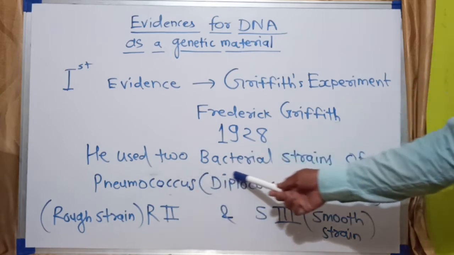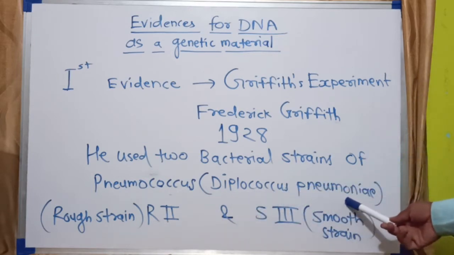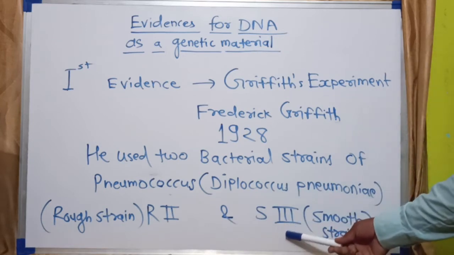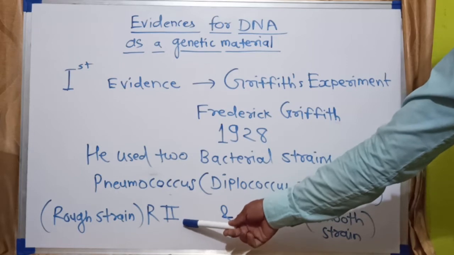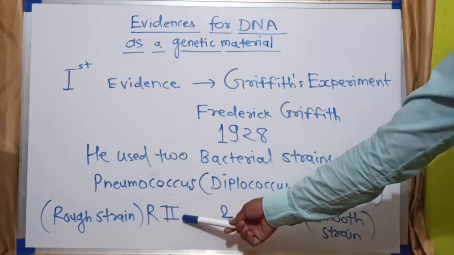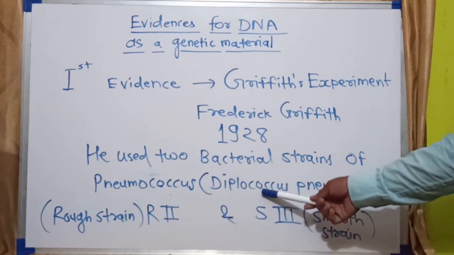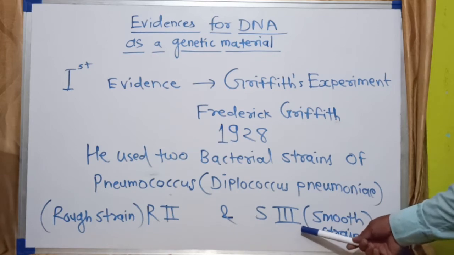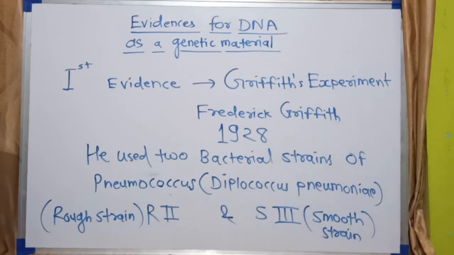He used two bacterial strains of pneumococcus, also known as Diplococcus pneumoniae. These two strains were R2 and S3. R2 means a rough strain which produced rough colonies, and the cells of these colonies were without any capsule, while the S3, that is smooth strain of same Diplococcus pneumoniae, was producing smooth colonies because the cells were having a capsule surrounding the cell. So let's see how Griffith used it.